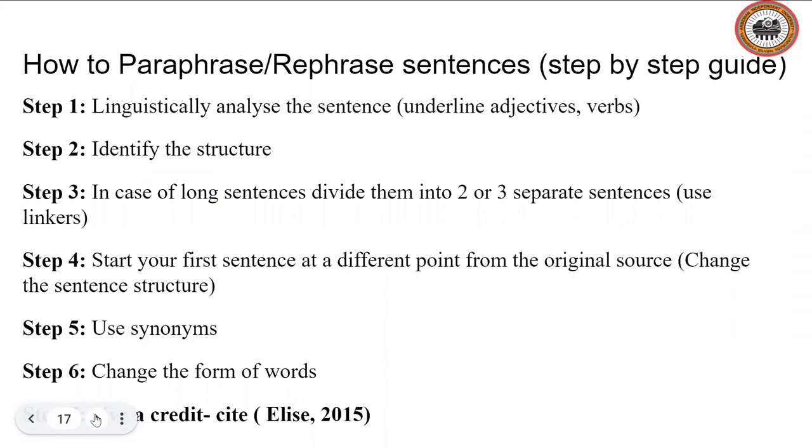Step 1, linguistically analyze the sentences. Here I mean color coding. Maybe you have done this in other subjects. Color coding means you can code nouns with red, adjectives with blue, verbs with yellow, etc., in order to understand what the linguistic points of your sentence are. After that, you need to identify the structure, whether it has a subject, predicate, etc.